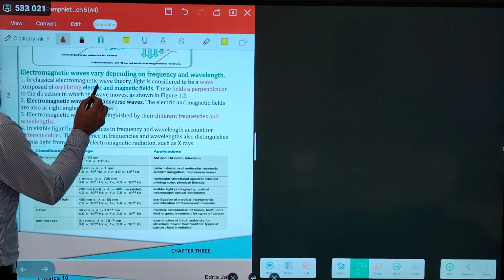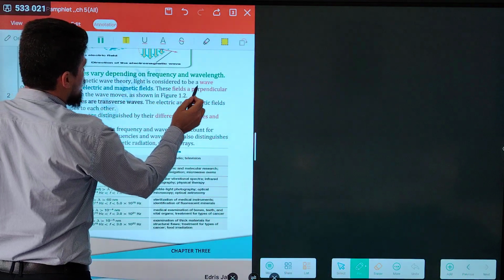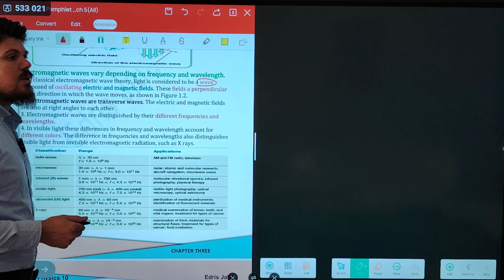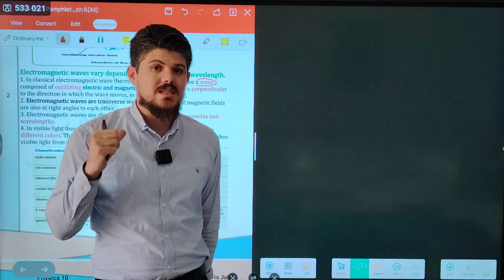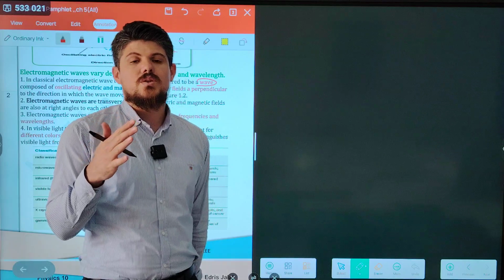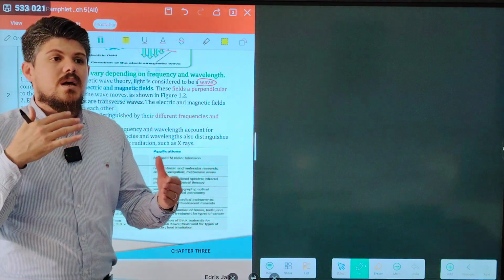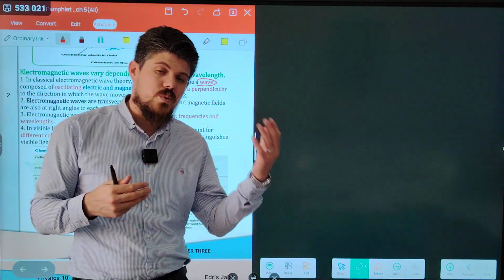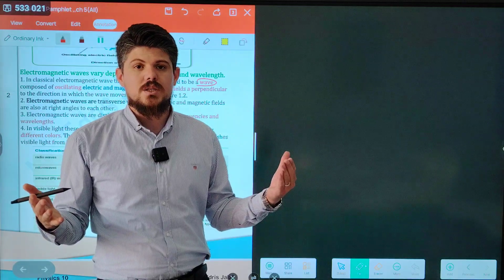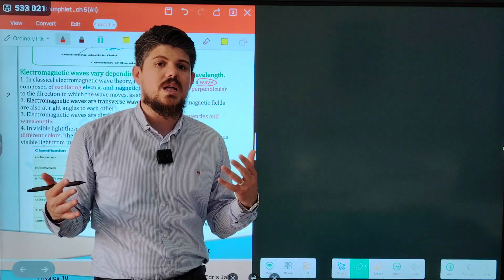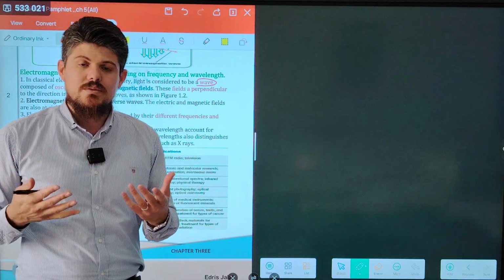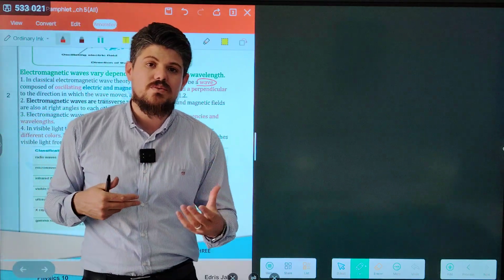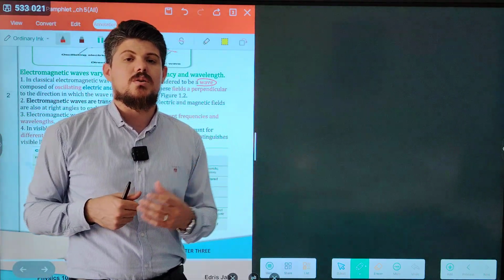In the classical electromagnetic wave theory, light is considered to be a wave, because in modern physics, light is considered to be a particle. In classical physics, light is considered to be a wave, but light behaves as both wave and particle. The interference of light is the evidence of the wave nature of light, and the photoelectric effect is the evidence of the particle nature of light.